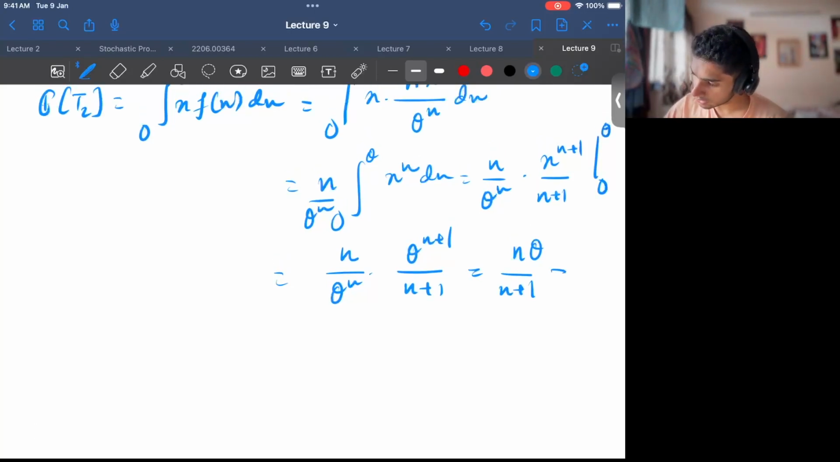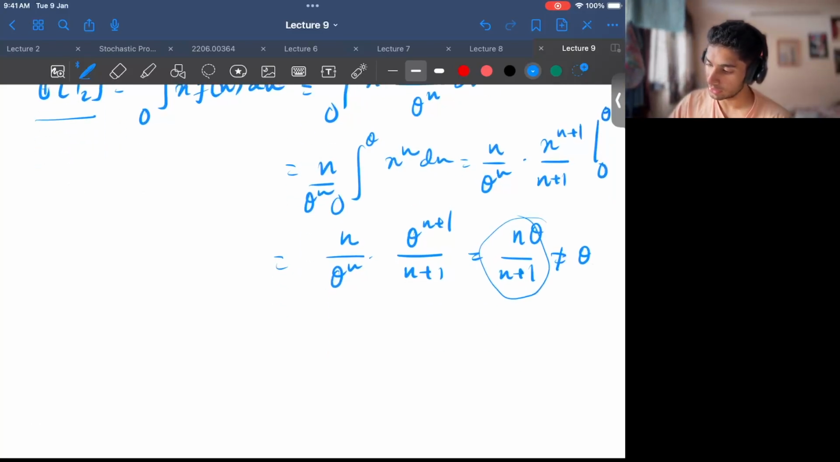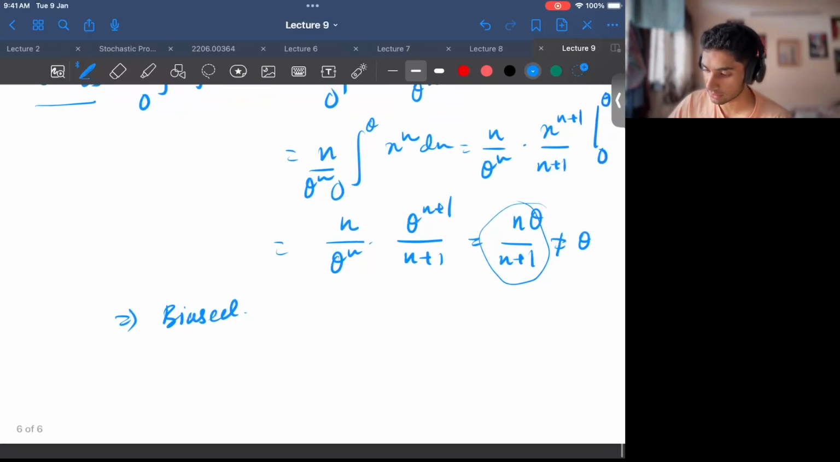So you see this is not equal to theta, right? I mean, expected value of T2, where T2 is an estimator for theta, it's not exactly theta, it's a scaled version of theta. So this implies that this thing is actually biased, right? It's not unbiased, simply because there is a scaling factor of n over n plus 1.